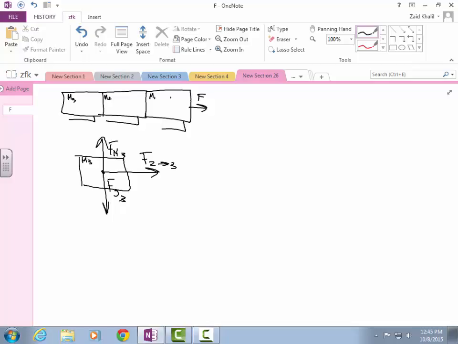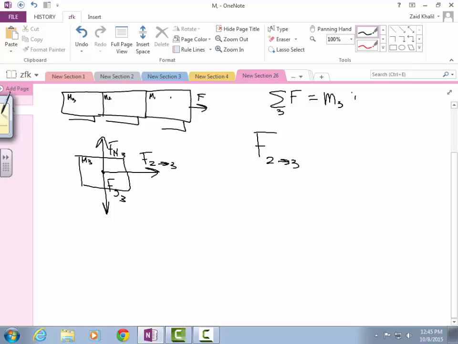So what do we have here? Well, what's the net force acting on this third car? That's right, F2,3. And what does that equal to? So the net force on car 3 is equal to what? M3, A3.